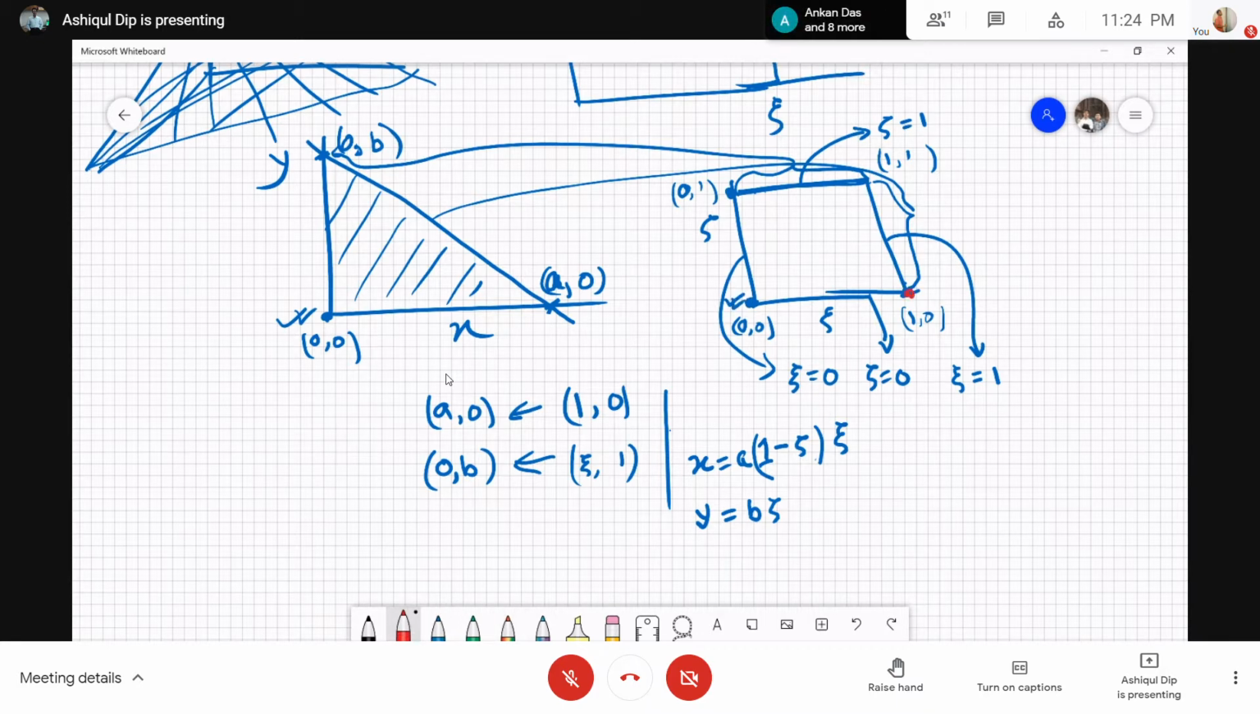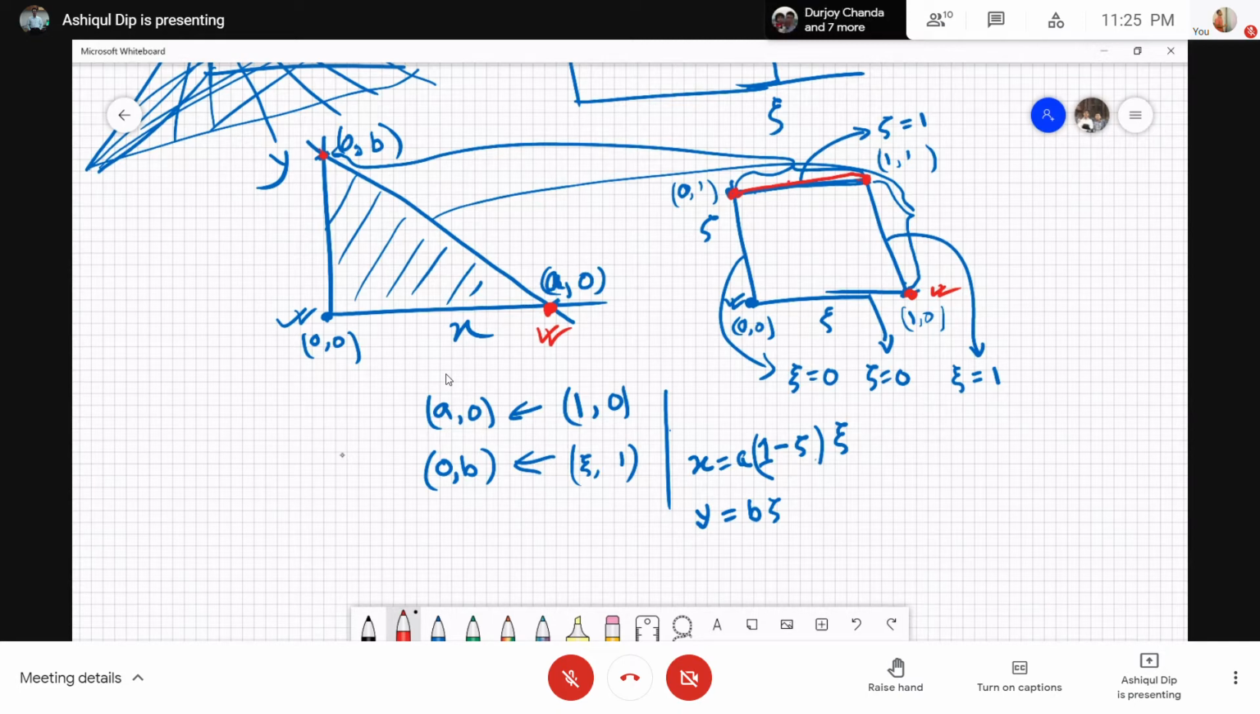Yeah. What about this point, (1, 0)? If you substitute xi equals 1 and zeta equals 0, it also gives you (a, 0). So that point checks as well, right? Now, if zeta equals 1, that means this line, but xi could be anything. So it already covers these 2 points. If you consider this line, then zeta is 1 that gives you x equals 0, and y equals b. So that checks, right?